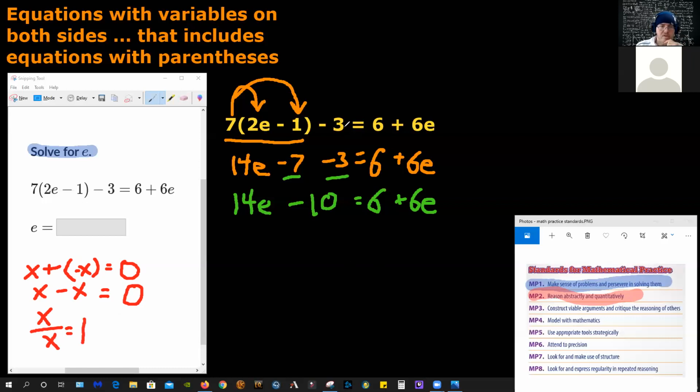We have already started making good use of structure. And I think that inverse operations is the tool that we're using to solve these problems. So let's just be very precise with our work and continue. Okay.